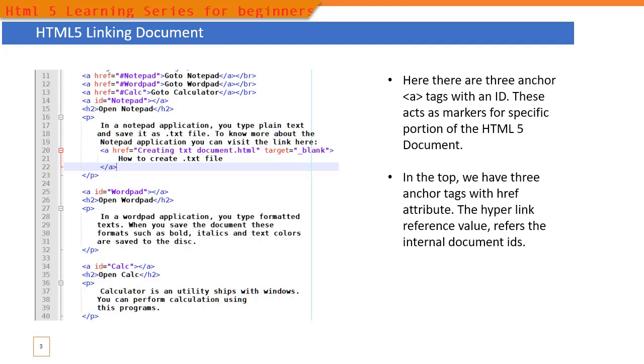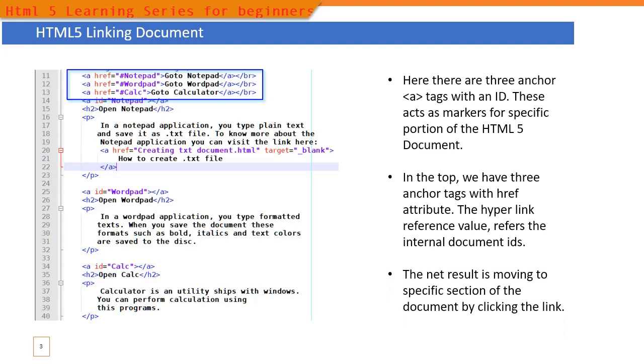At the top, we have three anchor tags, but here instead of ID, we use the href attribute. The hyperlink reference value refers to the internal IDs we defined at different portions of the document, and you can notice that the href here is formed with the ID with a preceding hash sign. So the net result is, if you click a particular link here, it won't move to any external document, because here we are referring to the internal document using the IDs. So when we click the link, the document will get scrolled to that specific portion. Now we will see this in Internet Explorer.